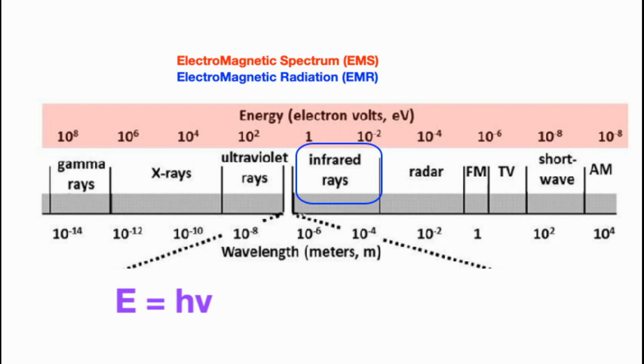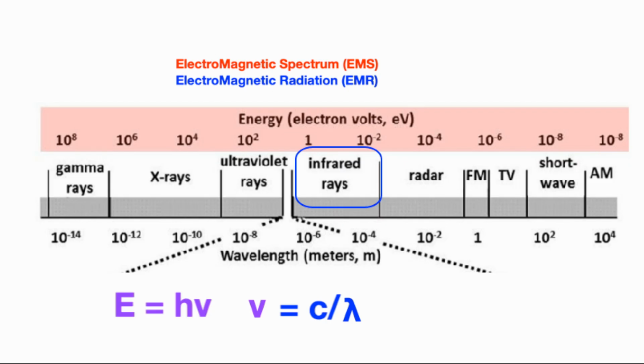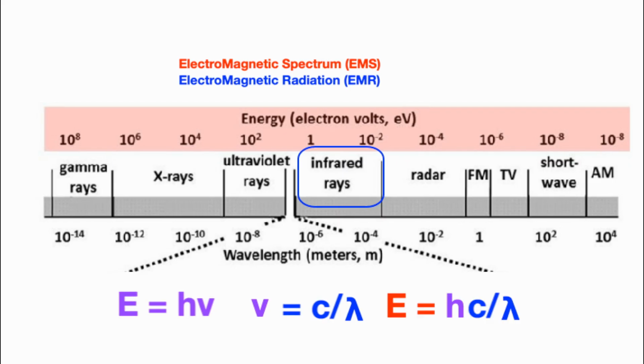The energy of any electromagnetic radiation is given by E equals h nu, where E is the energy of the radiation, h is Planck's constant, and nu is the frequency of the radiation. The frequency of the radiation, nu, equals c, which is the speed of light, divided by the wavelength of the radiation. Now, putting all of these together, the energy of the radiation equals hc over lambda, where lambda is the wavelength.